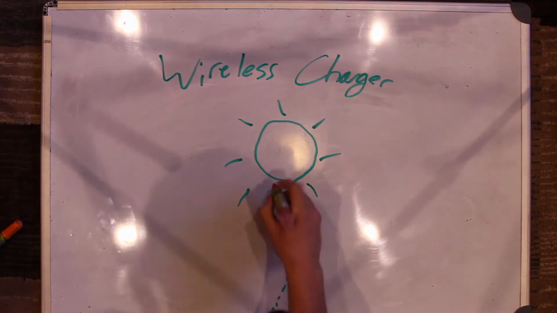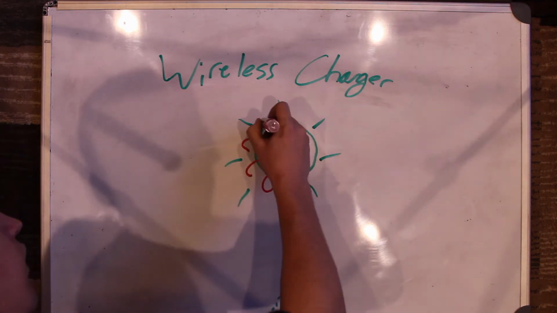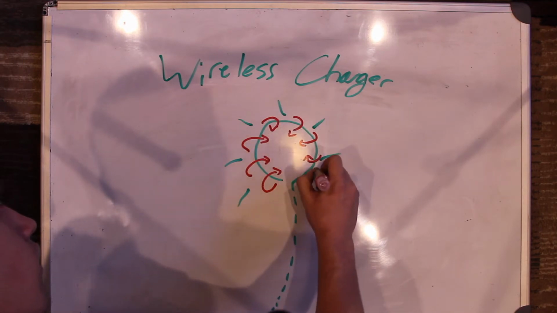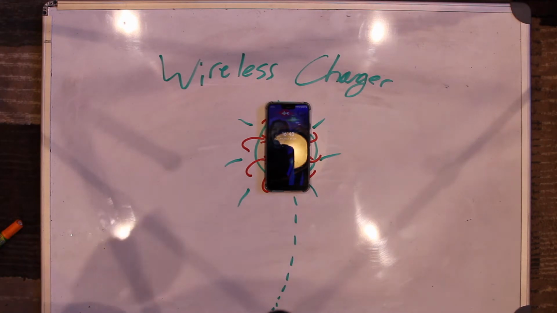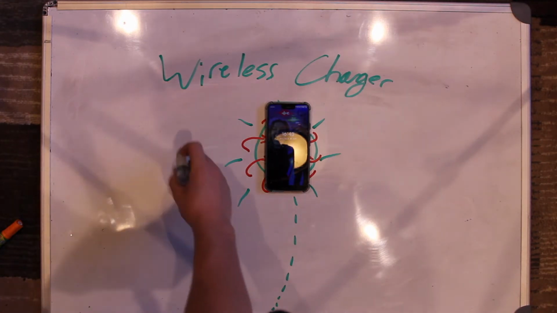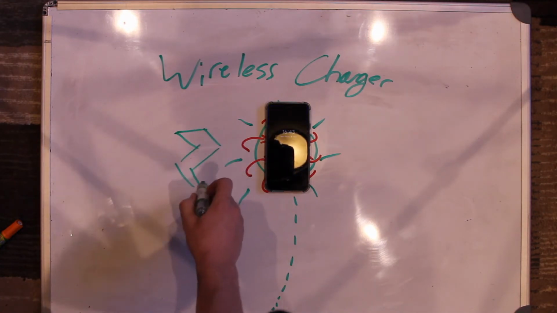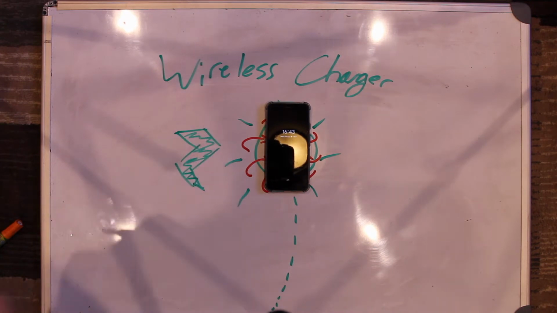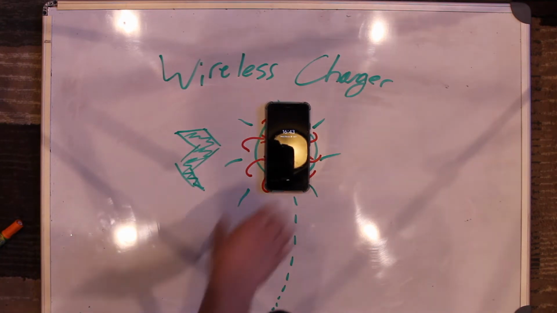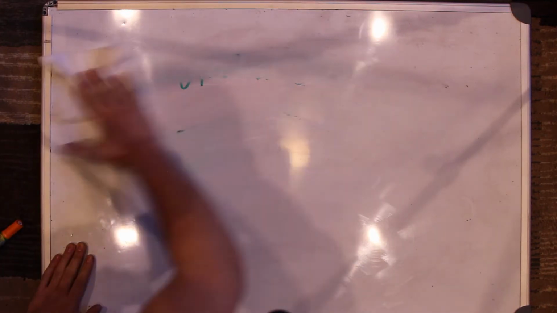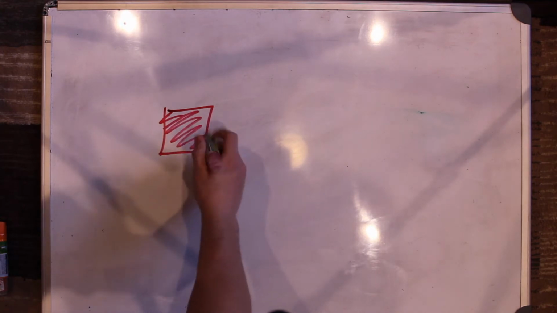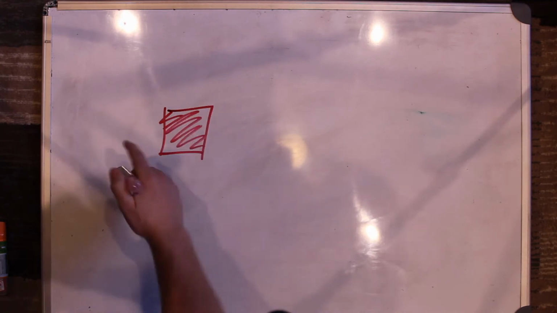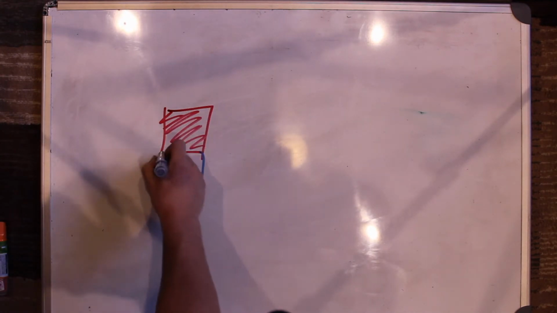It consists of a loop of cable that current runs through that then induces a magnetic field around it, which is then able to interact with the similar loop of cable in your phone, which then creates electricity, which then is able to charge your phone. So essentially what we're saying is magnets equal electricity.